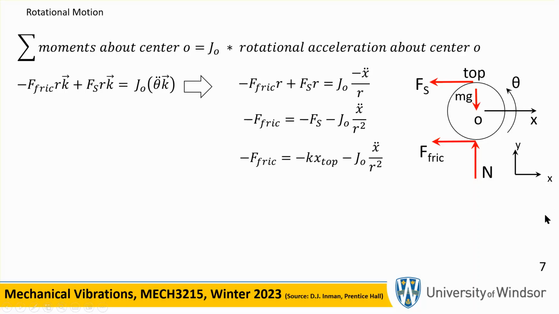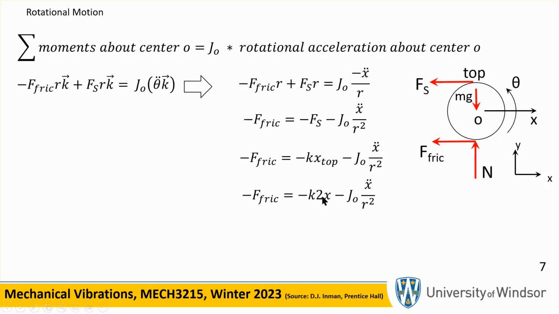And the only thing is that this Fs, the force of the spring, is actually from the stretching of the string at the top point, and that is, in fact, x at the top. Before it was kx, x at the center, because the spring was stretching right there in this direction. Now it's on the top, so it's the displacement of the top point that is important. And we know what the displacement of the top point is. It's twice the displacement of the center point. So that's what is done here.